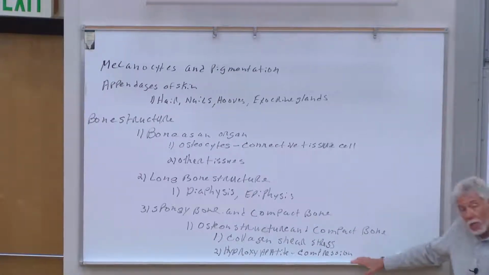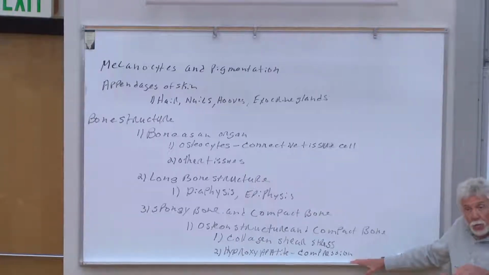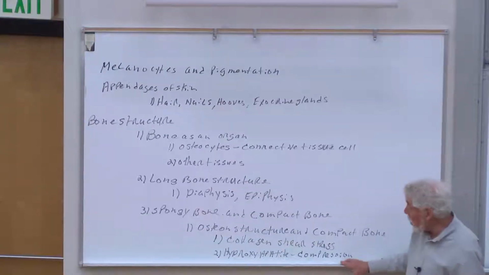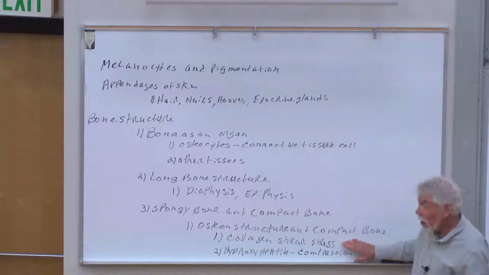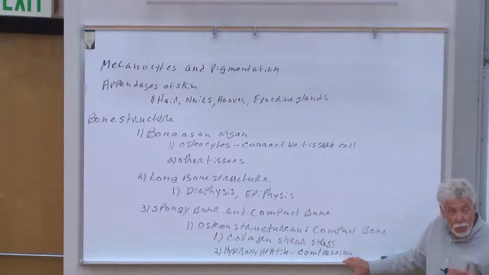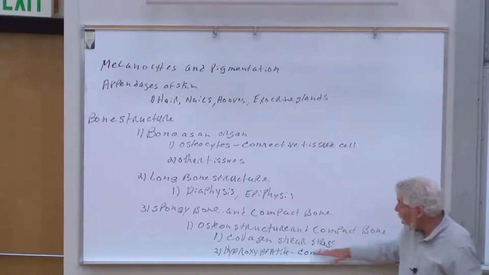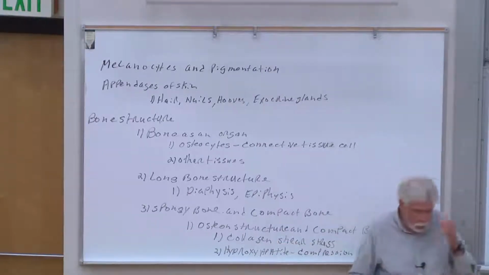The problem with hydroxyapatite is it's a crystal. And if you get the wrong shear forces exerted on that crystal, the crystal will fracture. So the way we solve this problem is we run collagen filaments through the hydroxyapatite. And that gives us a combination of resistance to compression forces along with resistance to shear forces.